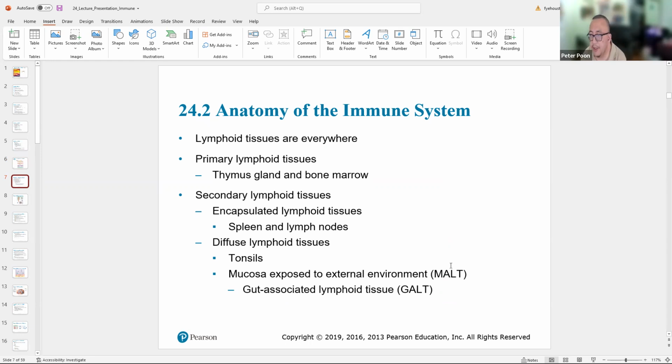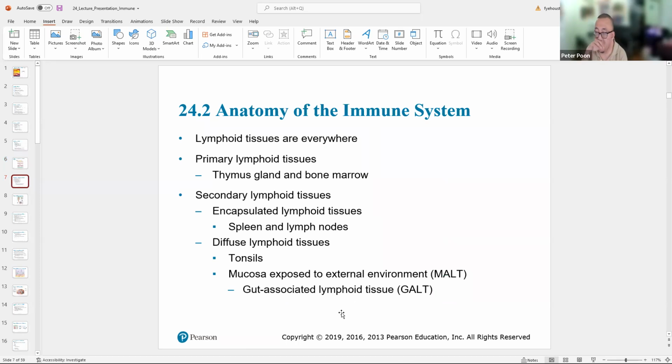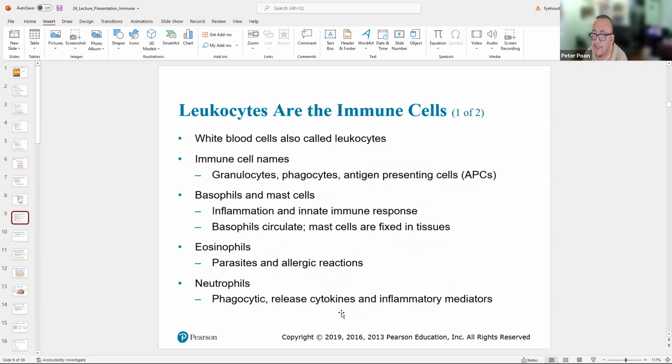You should know the difference between primary lymphoid tissue and secondary lymphoid tissue. Primary lymphoid tissue is where the T cells and B cells develop. Secondary lymphoid tissues are where they work, where they function.